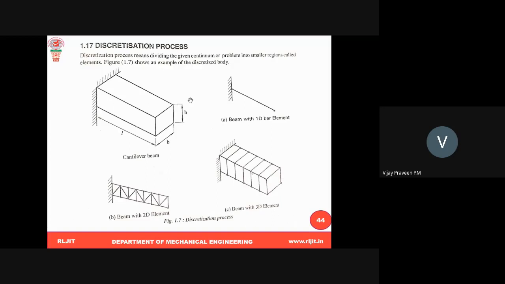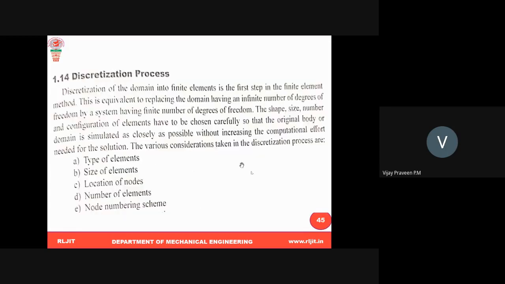That depends on how you are going to analyze the problem first. That matters a lot. So you should decide first whether to go for 1D, 2D, or 3D. That is a very important step. In this discretization process, some factors are going to affect it. What are those factors? This is a very important theory question. The factors which affect the discretization process, sir.